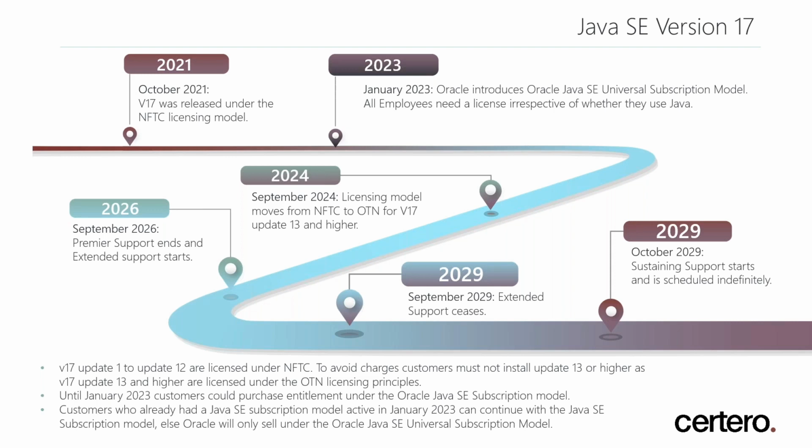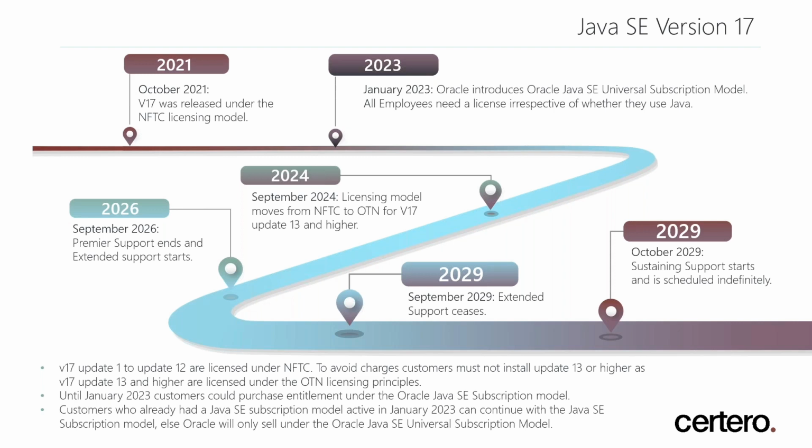So you have a year's grace from when the latest long-term supported version comes out, which is 21. So customers can move from version 17 to version 21. Now, the application may not allow that, but you need to have a look at whether or not you can.